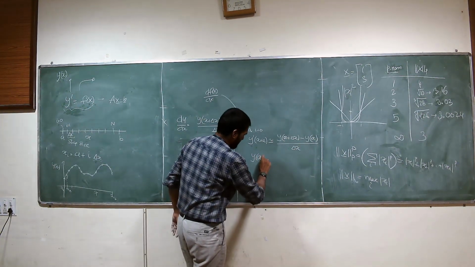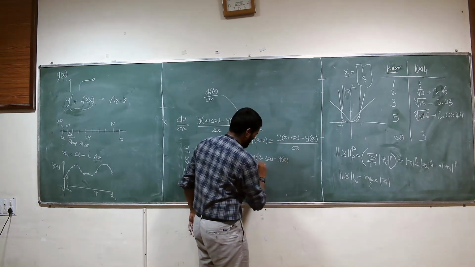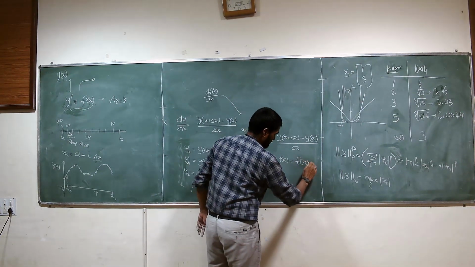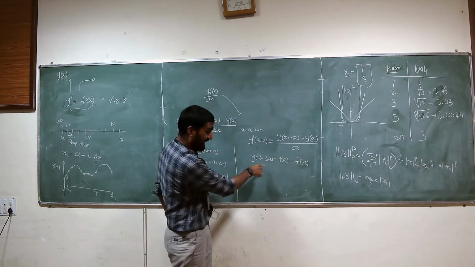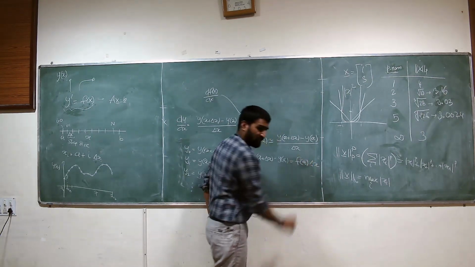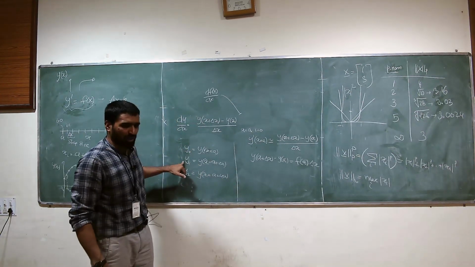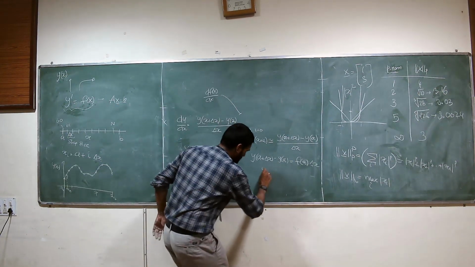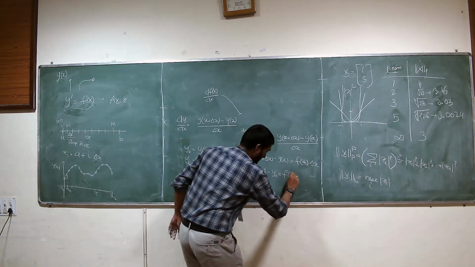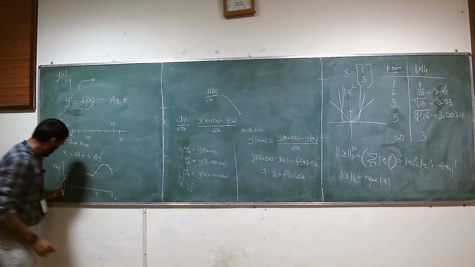y of a plus delta x minus y of a equals f of x. Otherwise, I can write it as, well, x here is a, so this is f of a times delta x. What is y of a plus delta x? I've defined it to be y1, and this is y0. That means y1 minus y0 is f of a times delta x. That is at the first point.